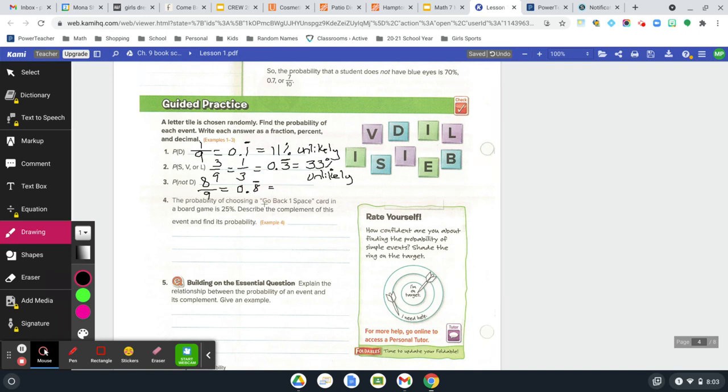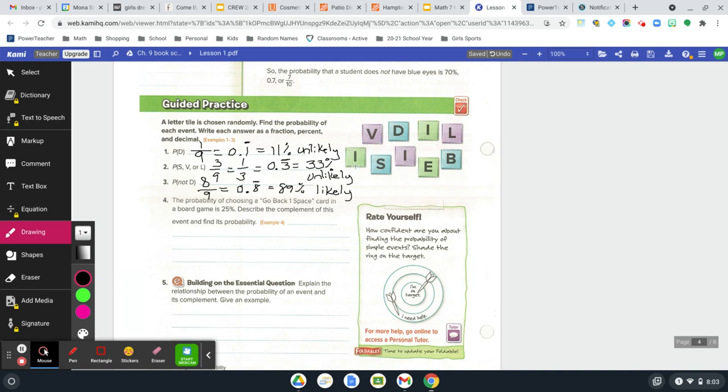Now, if I round this to the nearest whole number, like I did for number 1 and 2, this is 89%. So you have an 89% chance of getting a tile that is not a D. Now, this is actually considered likely, right? So that's likely to occur if you pull any other tile here except for the D.